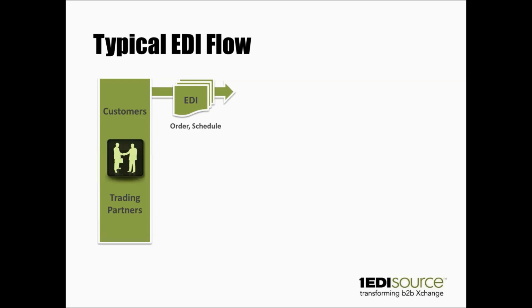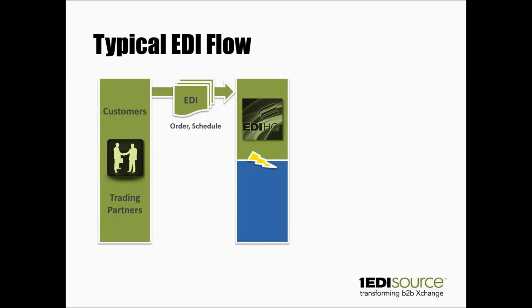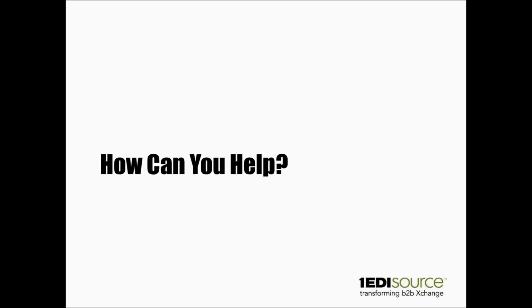So next we'll walk through a typical flow of messages between your trading partners, integrated with your back office systems. First, your customers, your trading partners, will send you information, like an order or a schedule, and that EDI document will then be accepted by your EDI solution. In this case, we're using our EDI HQ product as a stand-in for the EDI translator. At this point, HQ will then translate that document and integrate it back into your ERP system. So we'll basically take a purchase order from your trading partner, turn it into a sales order that your ERP can understand, and pass that information back.